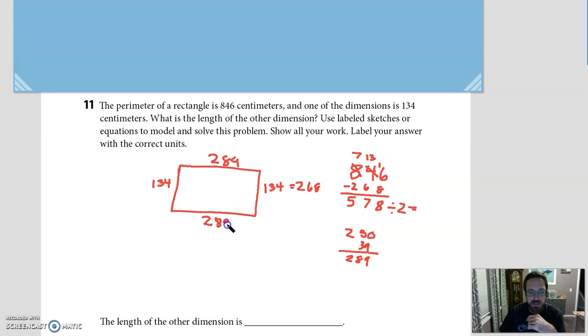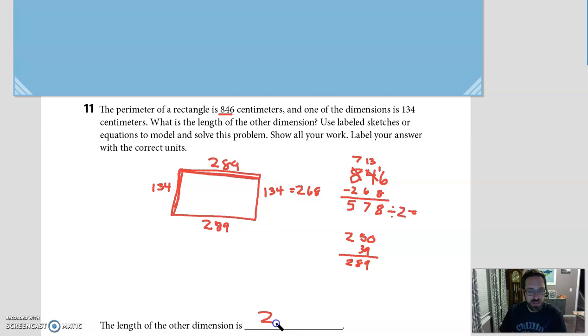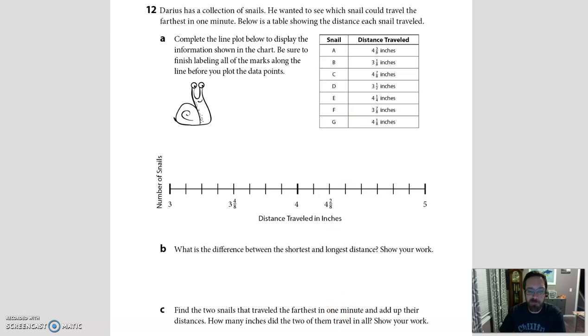289 on here. And if you really wanted to make sure, you could add all four sides together, okay? Or you could think one length and width must equal half of my 846, which would be 423. So these two together should make 423, okay? So what is the length of the other dimension? It is 289 centimeters.